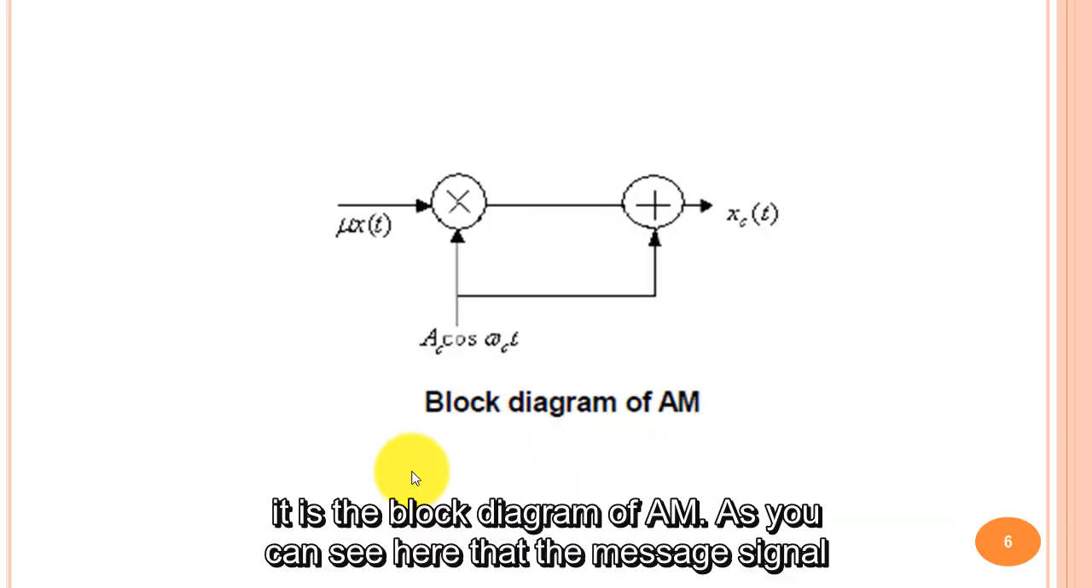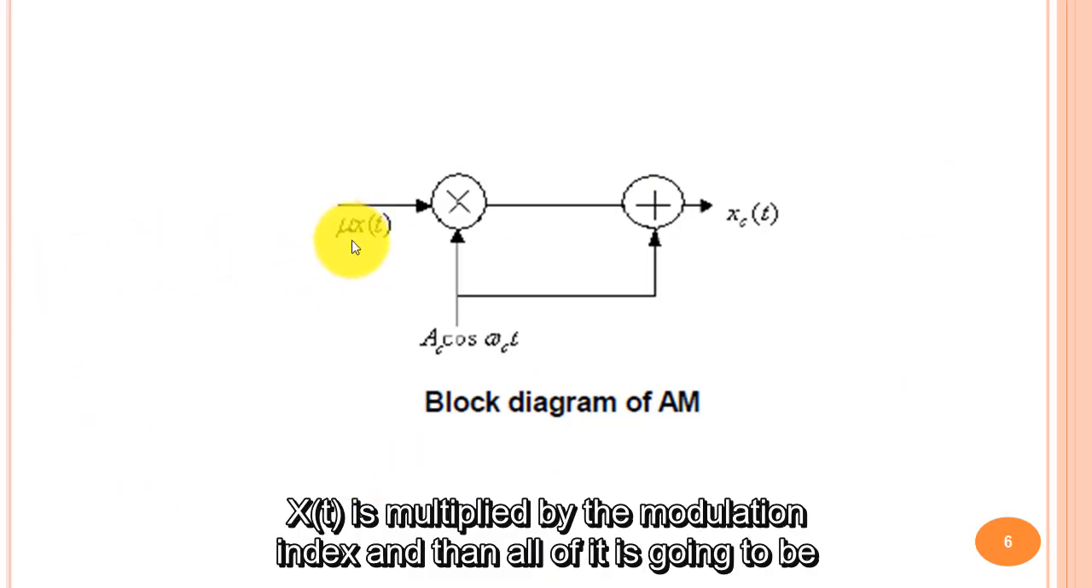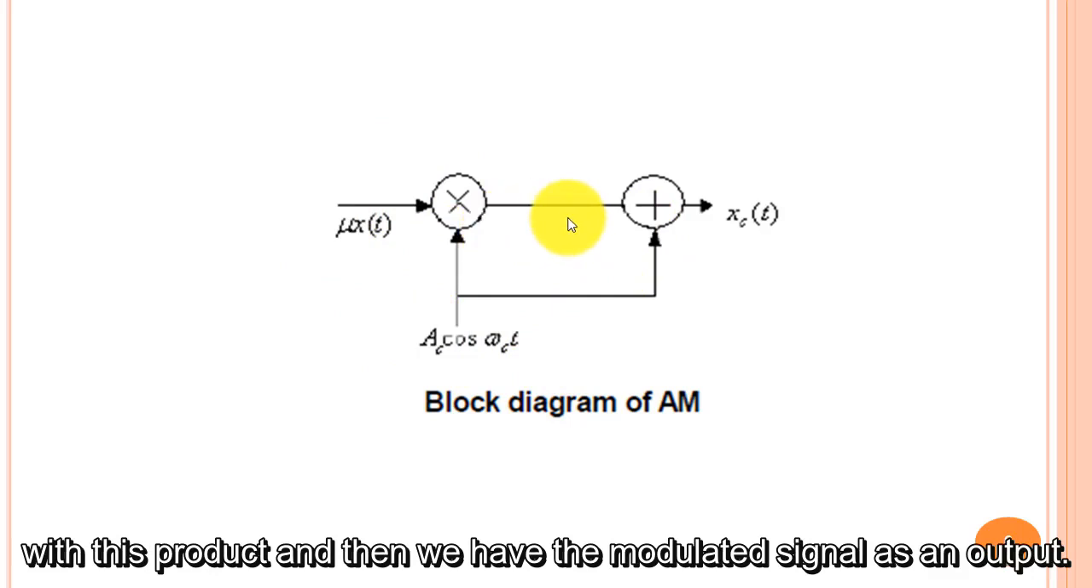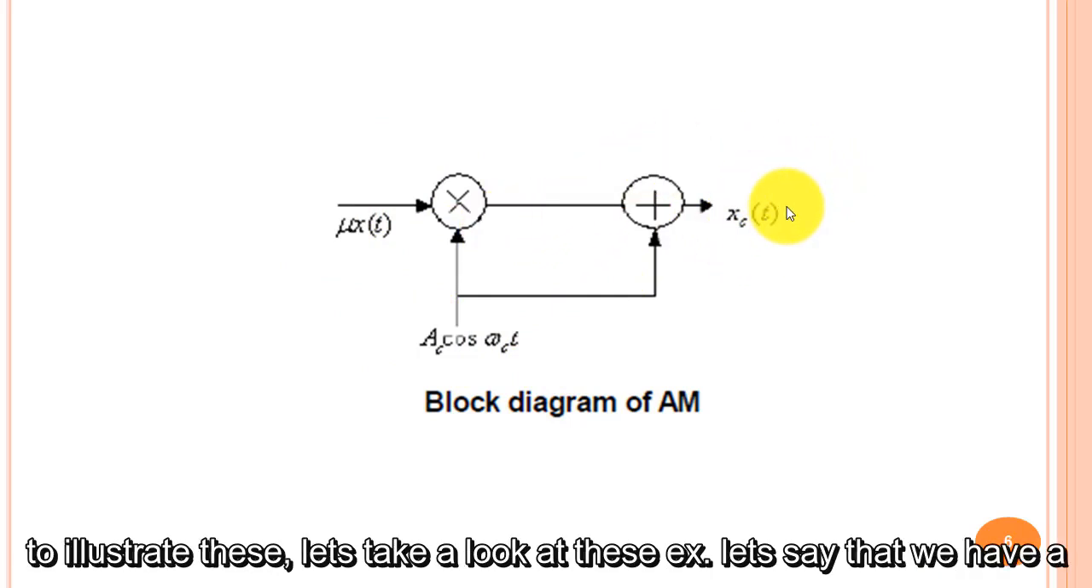This is the block diagram of AM. As we can see here, the message signal x of t is multiplied by the modulation index, and then all of it is multiplied with the carrier signal, and the carrier signal is summed with this product, and then we have the modulated signal as an output.